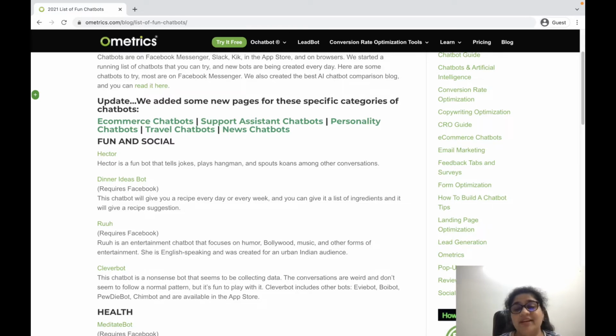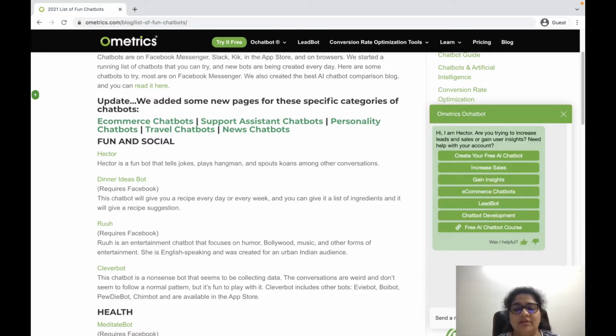Here is again the kind of customer care chatbot that we have just now seen. You can see at the bottom here, there is a chat button. The moment I click on that, it is giving me again some predefined set of things. Are you trying to increase lead sales or gain user insights? The functionality is what we have discussed. Need help with your account? Then you can click any of the links here and go ahead. So these are the predefined categories again.